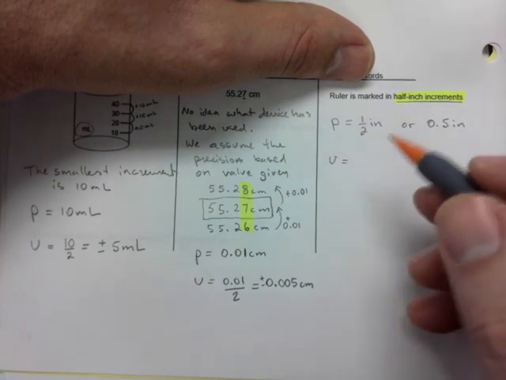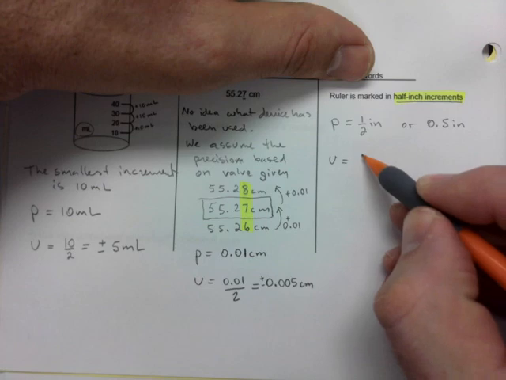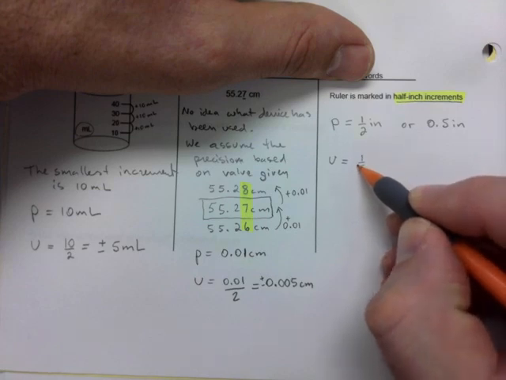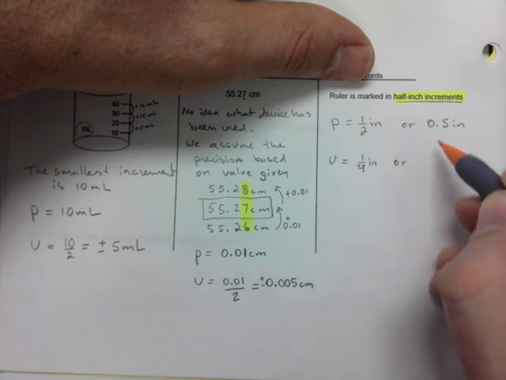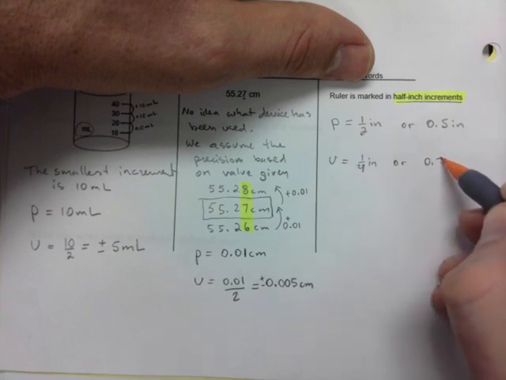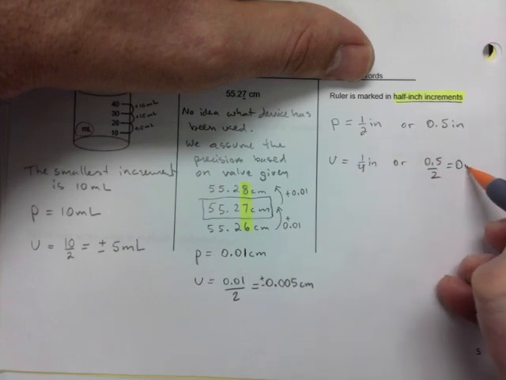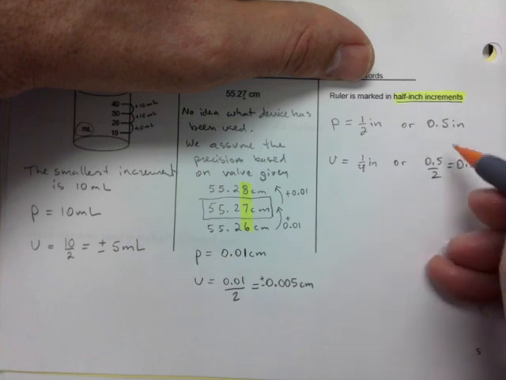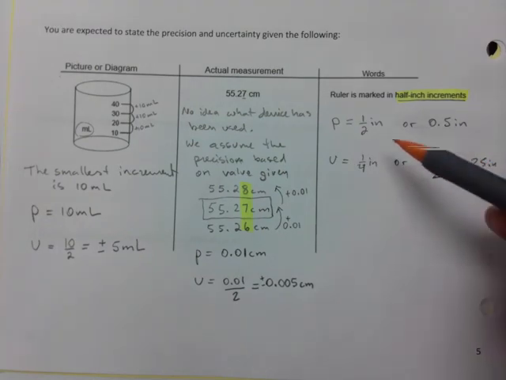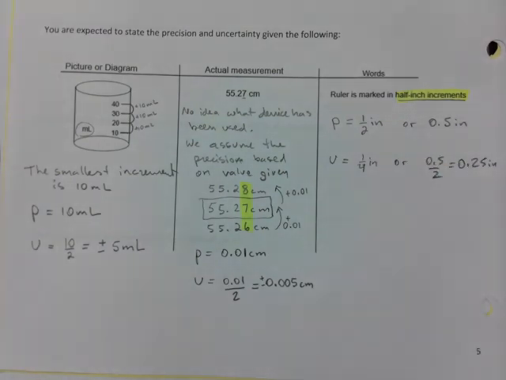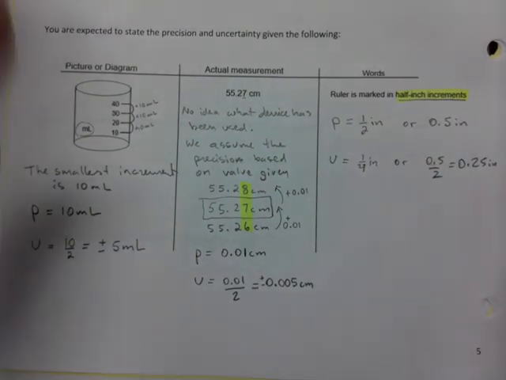Therefore, the uncertainty is half of half, which is a quarter of an inch, or you go 0.5 divided by 2, that's 0.25 of an inch. Right, so that'd be the precision and the uncertainty either as a decimal or fractions. You're allowed to keep them in either format.